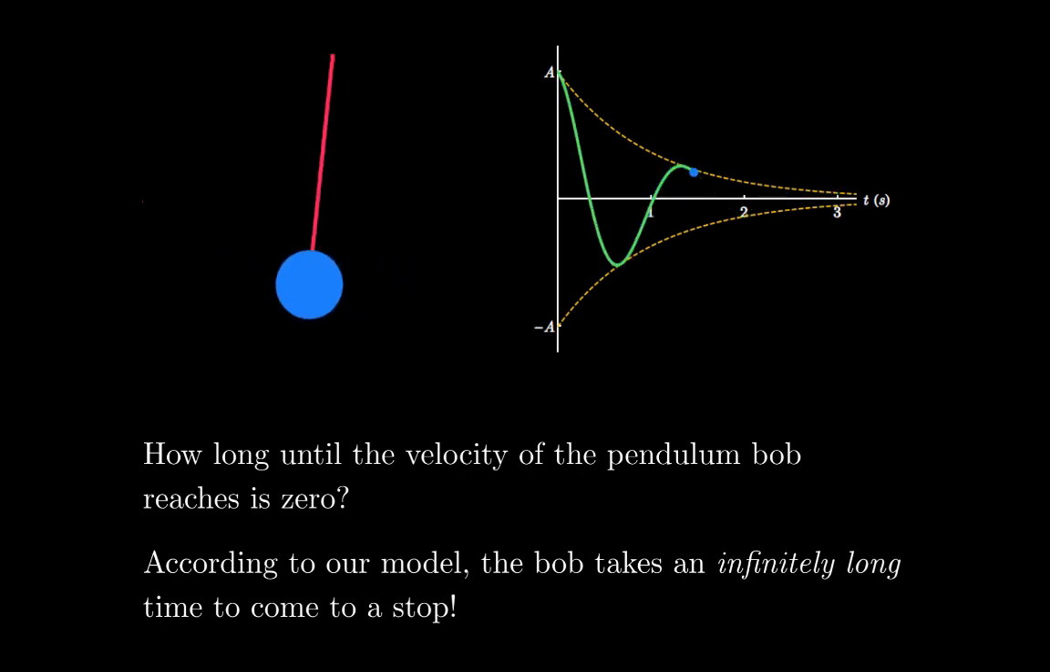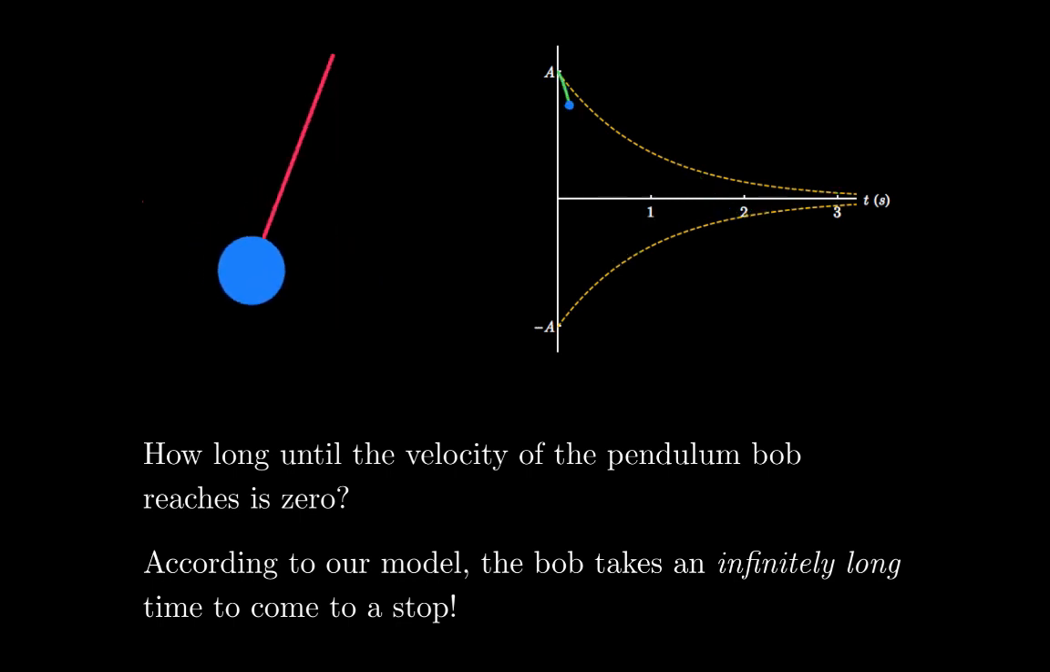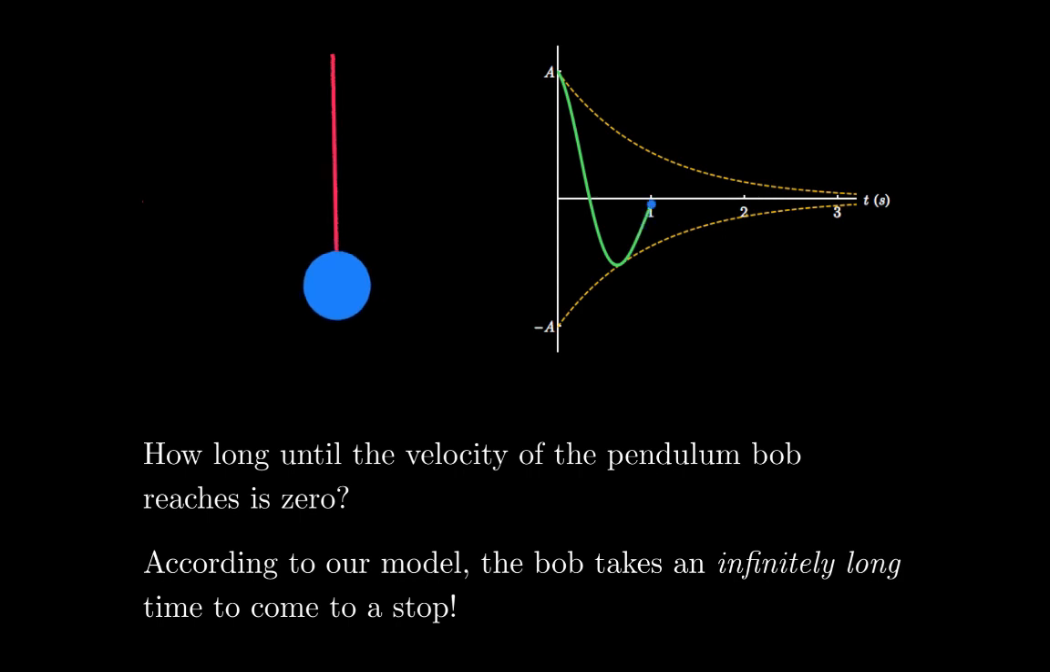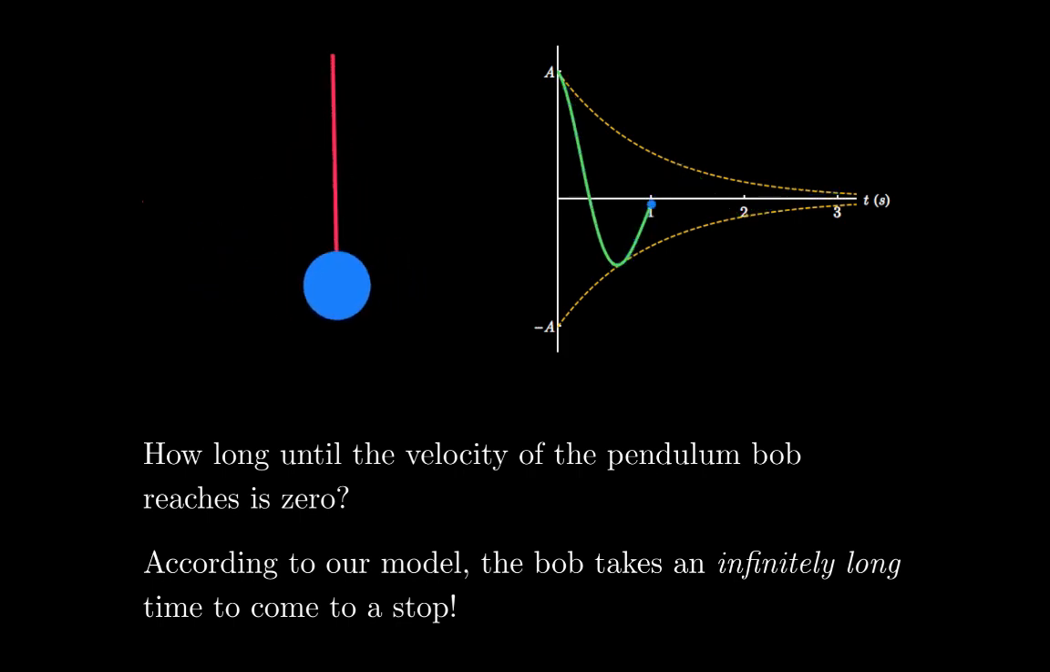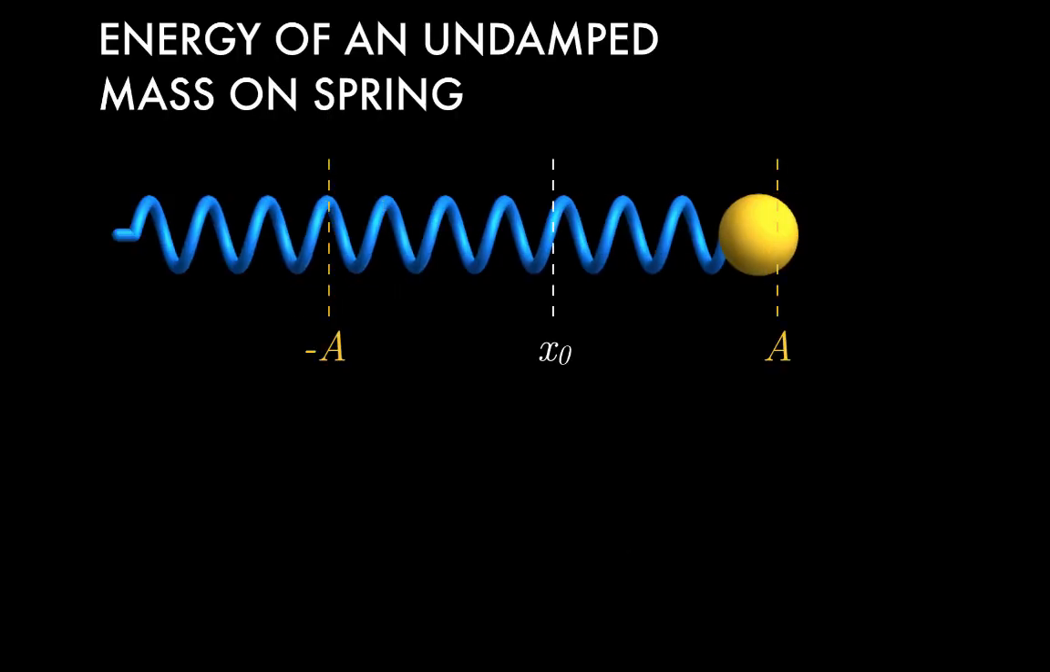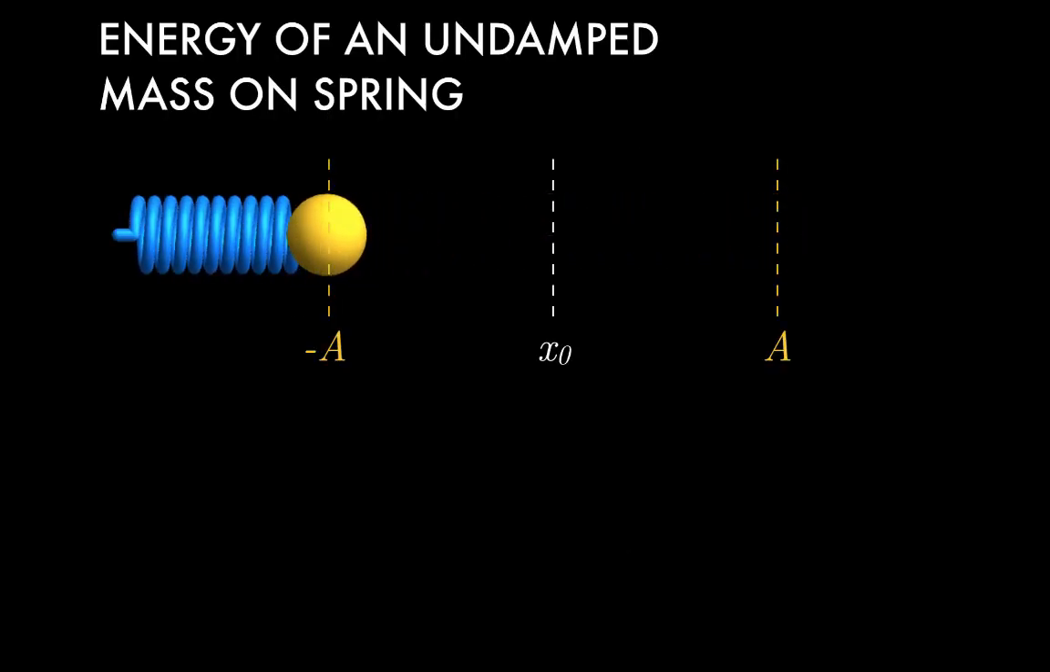So if we want to describe how quickly the oscillation dies out or how quickly the oscillator loses energy, we can't talk about how long it takes to come to a stop because that's an infinitely long time. So we need to build up another way of talking about how damped something is or how quickly the oscillator loses energy. And to do that, I want to look specifically at the energy of an oscillator. So we're going to move away from the pendulum for a moment, and we're going to look at the energy of a mass on a spring.